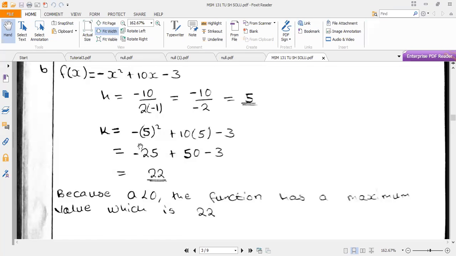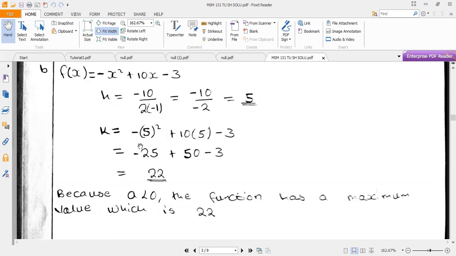So f of x for the b part, f of x is equal to negative x squared plus 10x minus 3. So our a is negative 1 and our b is positive 10. So placing them in, we have negative 10 over negative 2, and negative 10 divided by negative 2, we have a positive 5. So to find our k, we're going to place in the f of x equation the positive 5 that we have found.